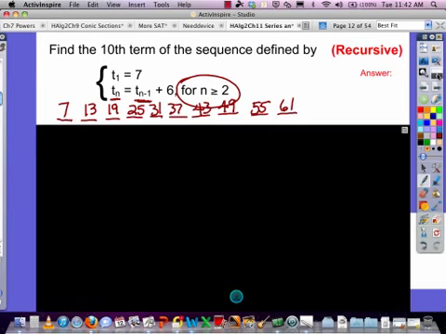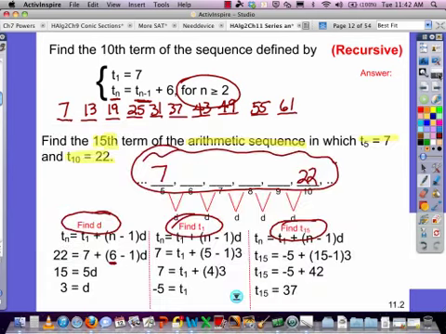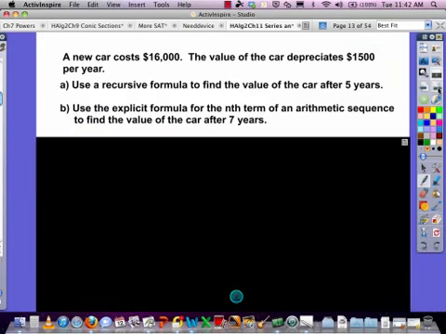I think we have one more. What about a real life situation? A new car costs $16,000. The value of the car depreciates $1,500 per year. Use a recursive formula to find the value of the car after 5 years. Then, in part B, use the explicit formula for the nth term of the arithmetic sequence to find the value of the car after 7 years.